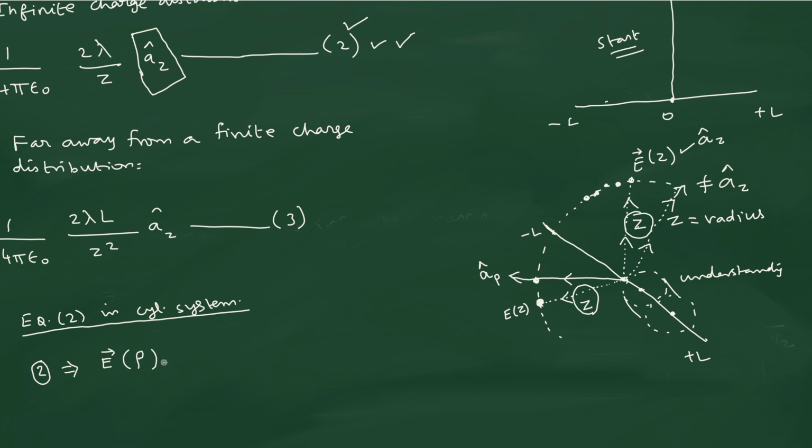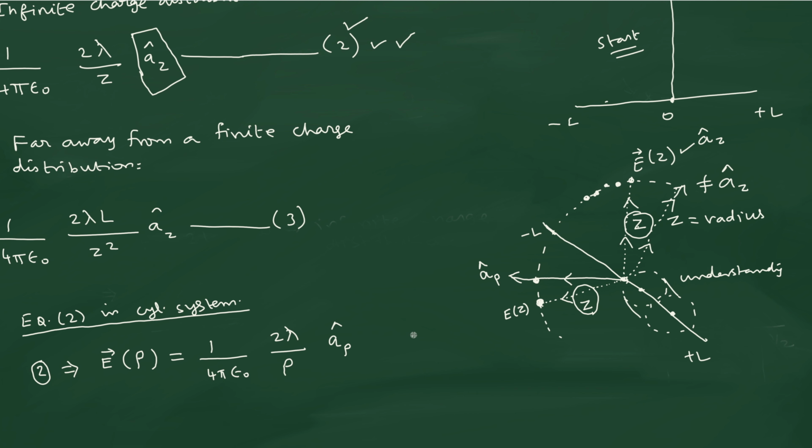Therefore we write E of rho equal to, then the rest of equation number 2 is the same: 1 divided by 4 pi epsilon 0 into 2 lambda divided by, now here you can see that this particular z becomes rho, and the unit vector becomes a rho, and that's all. So that is the equation, which is the same as equation number 2, but however this particular equation contains more information.